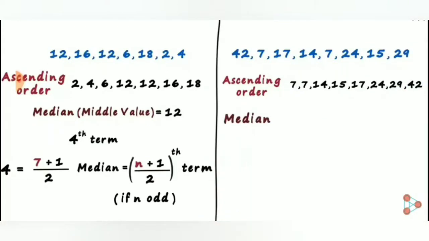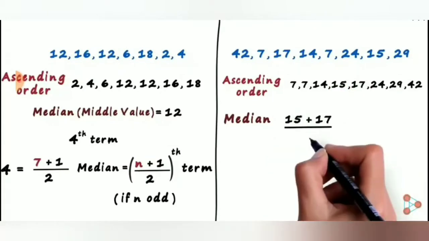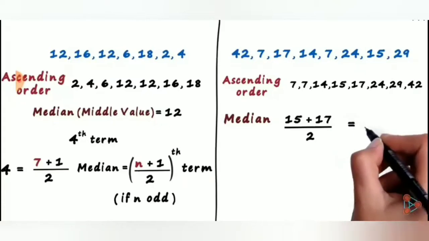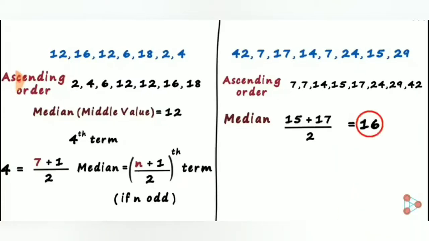As there are 8 terms, we cannot find one central value within the set. The median will be the average of the 2 central terms, 15 and 17. It will be (15 + 17) / 2, and that will be 32 / 2, which equals 16. 16 is the median of this set of values. But how do we generalize it?